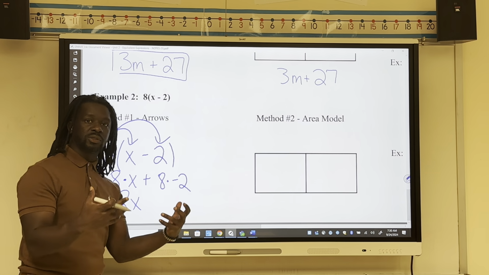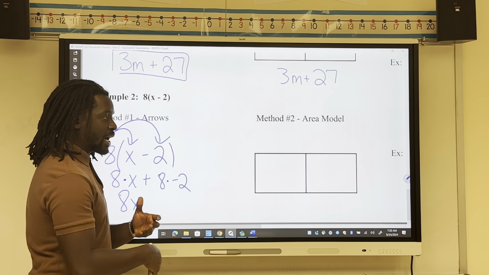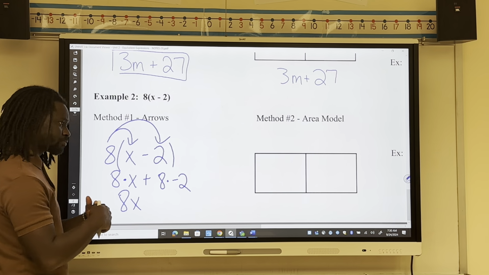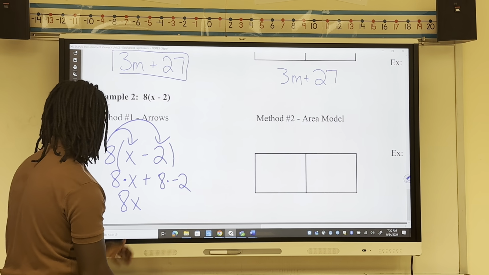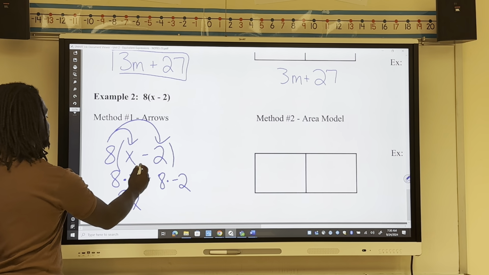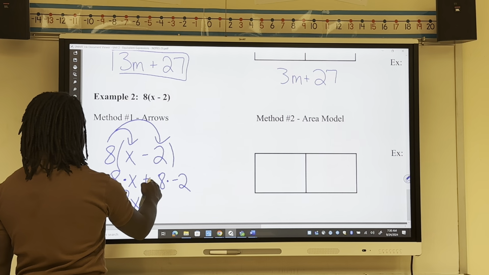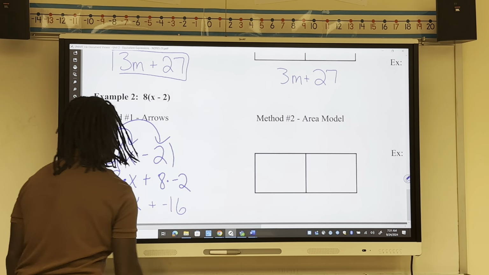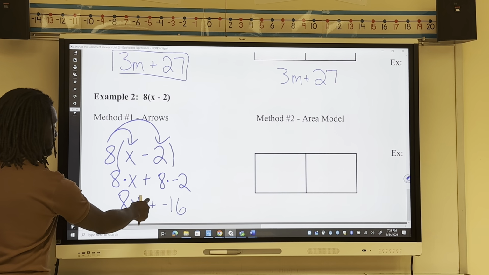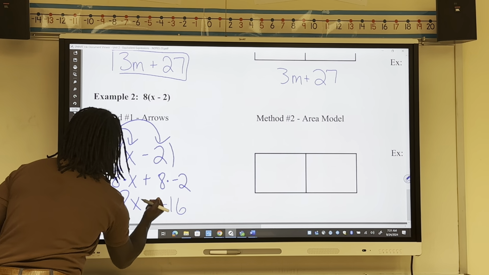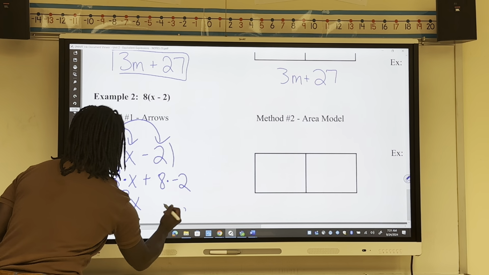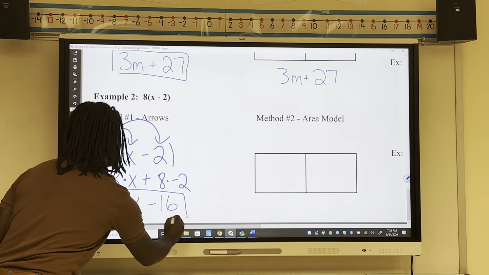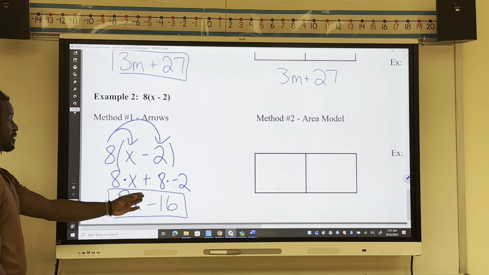If you don't know how to multiply integers, positive and negatives, make sure you just use your Desmos so that you don't let that be a barrier from allowing you to do this, okay? So it is 8x plus 8 times negative 2, which is negative 16, okay? And so because this is negative 16, really I can get rid of this plus sign and it just becomes minus 16, okay? And so that is our answer, 8x minus 16.